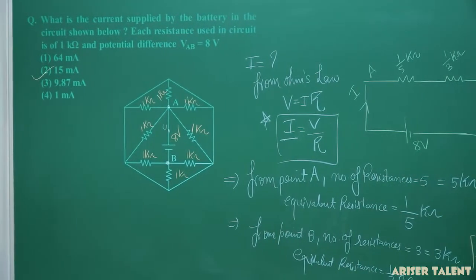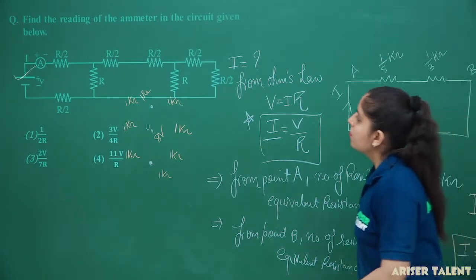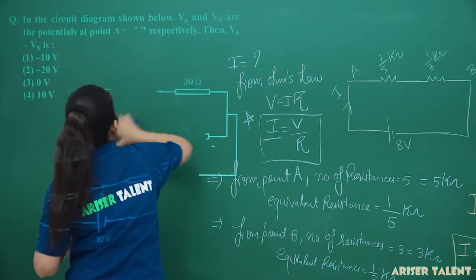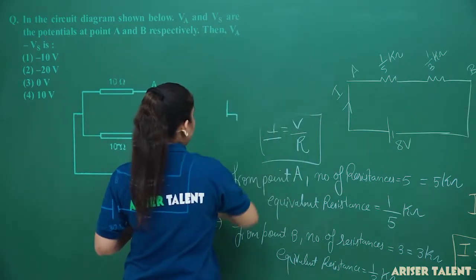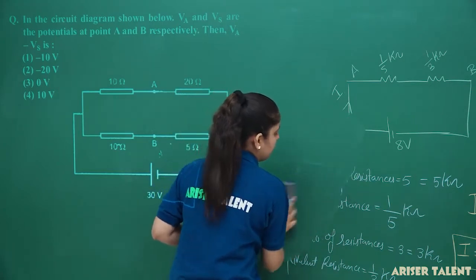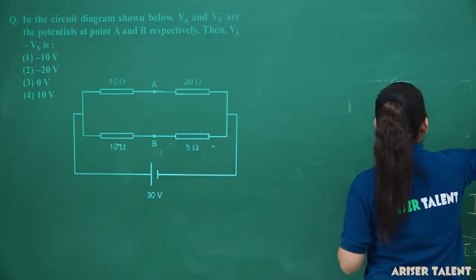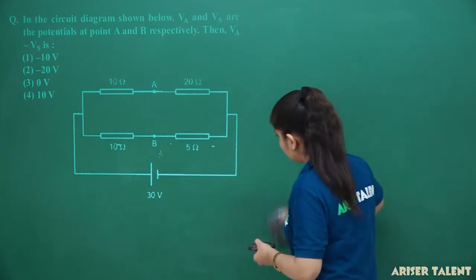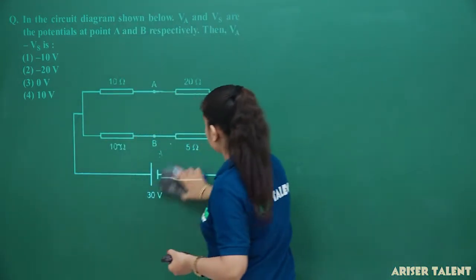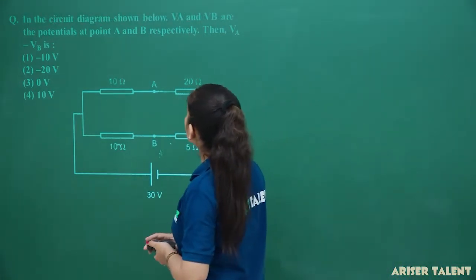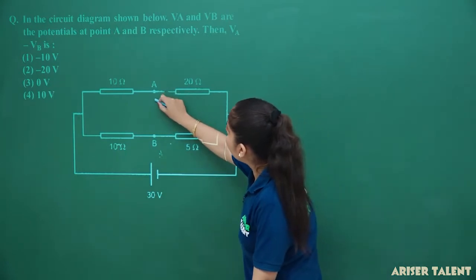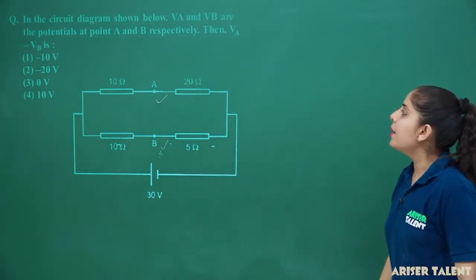Now, let us move to the next question in this sequence we have. Let's start with our next question. In the circuit diagram given below, Va and Vb are the potentials at point A and B. These are two points that are provided, A and B. Now, you have to calculate the Va minus Vb in the system.